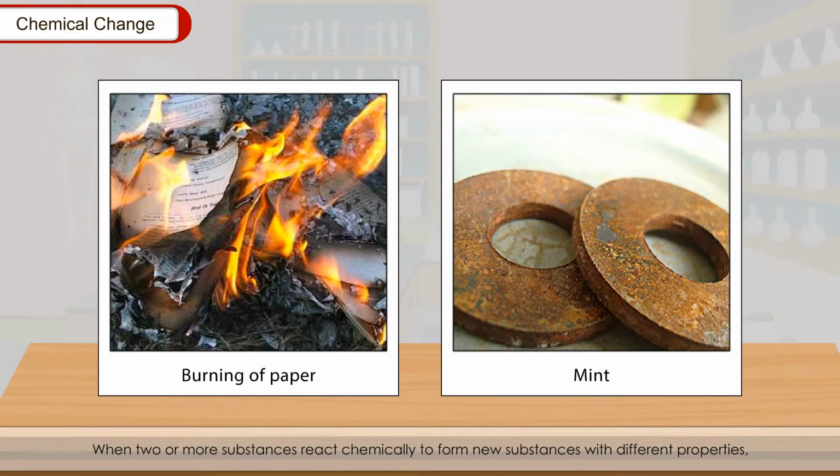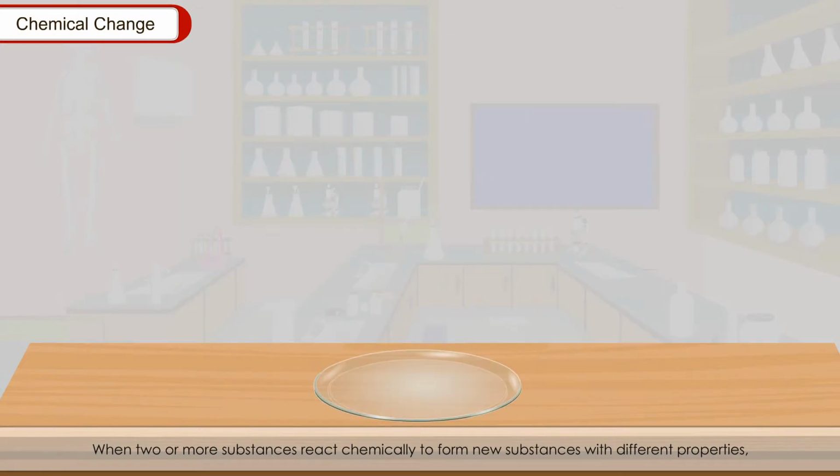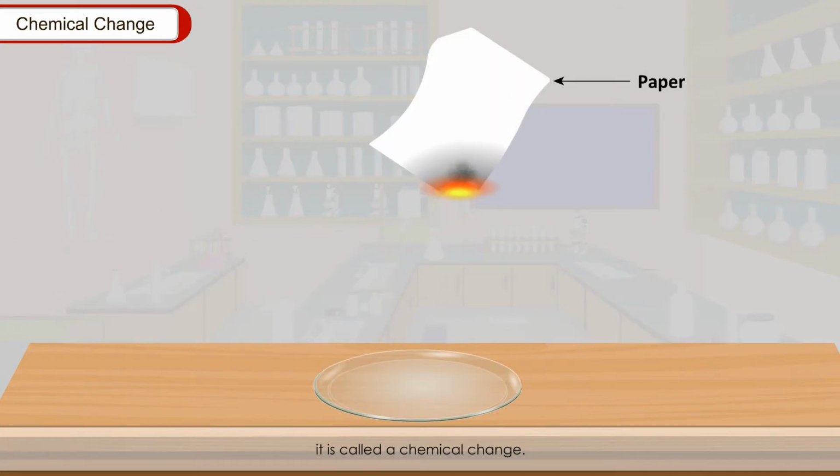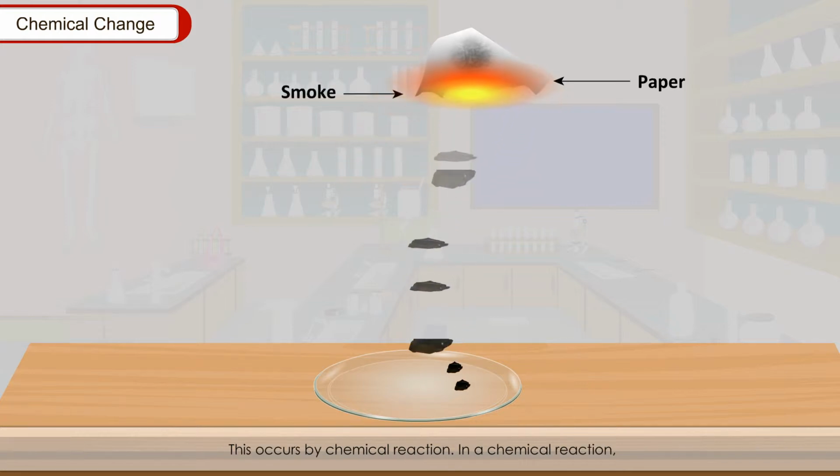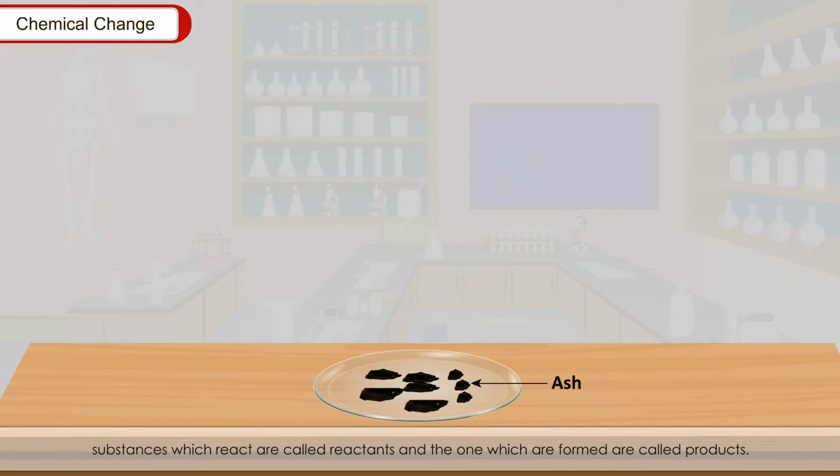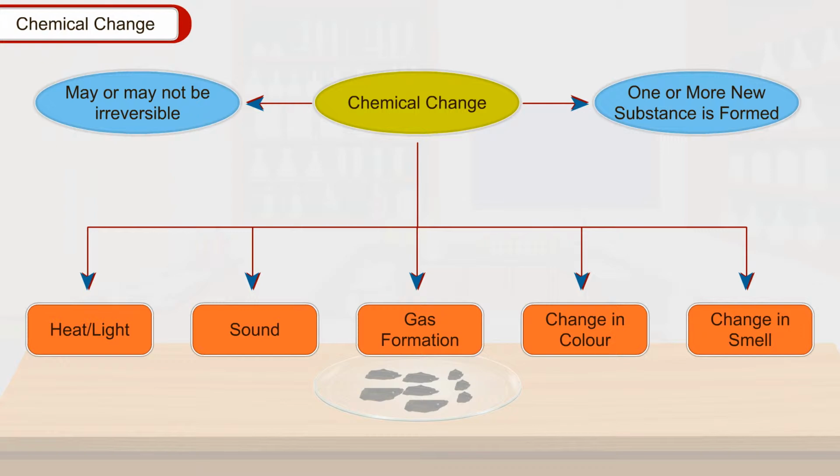Chemical change. When two or more substances react chemically to form new substances with different properties, it is called a chemical change. This occurs by chemical reaction. In a chemical reaction, substances which react are called reactants, and the ones which are formed are called products. Chemical change is irreversible. It is accompanied by either absorption or evolution of heat or energy. In these reactions, heat, light, or sound may be produced. There may be change in color or evolution of gas during reaction.